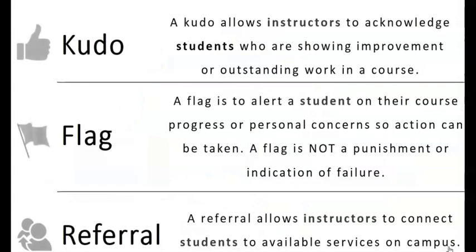There are various types of early alert items that can be raised within Starfish. A kudo allows instructors to acknowledge students who are showing improvement or outstanding work in a course. A flag is to alert a student on their course progress or personal concerns so that actions may be taken. A flag is not a punishment or an indication of failure in a course. A referral allows an instructor to connect students to available services on campus.